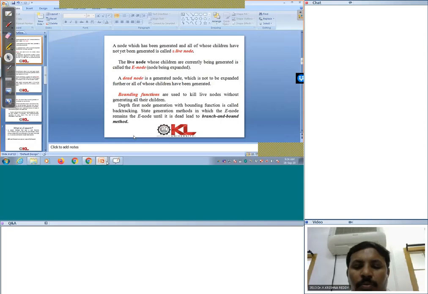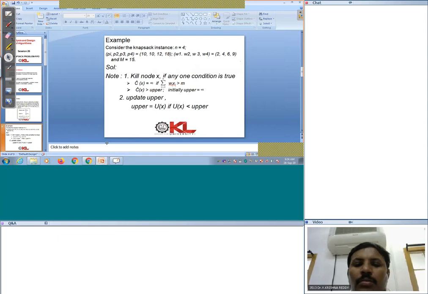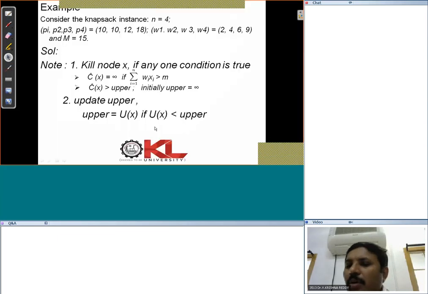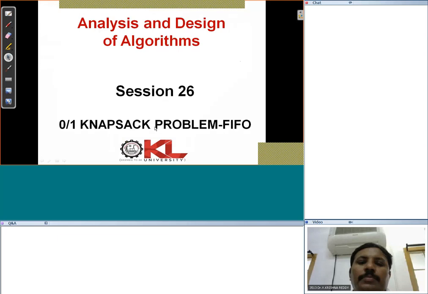So we will solve the first example. All of you please note down this example first. After that we will implement this. First one, 0/1 knapsack problem, by using FIFO branch and bound. After that we will continue with LCBB, least cost branch and bound, followed by last in first out branch and bound also. First we want to implement FIFO. FIFO is nothing but based on BFS logic, the branch and bound technique based on BFS.